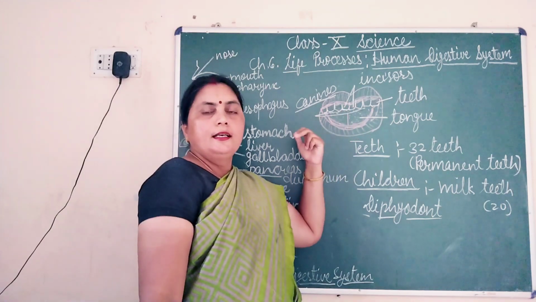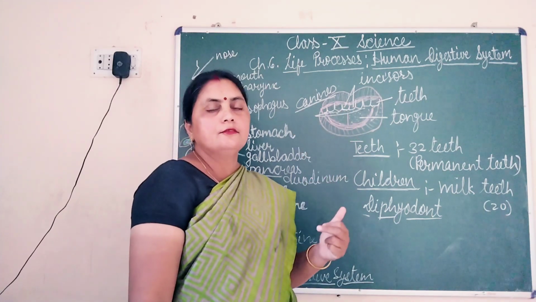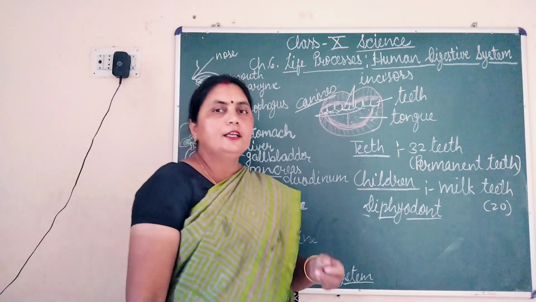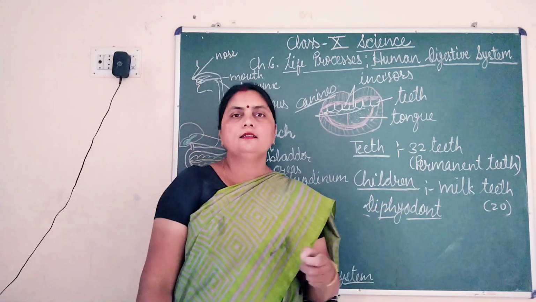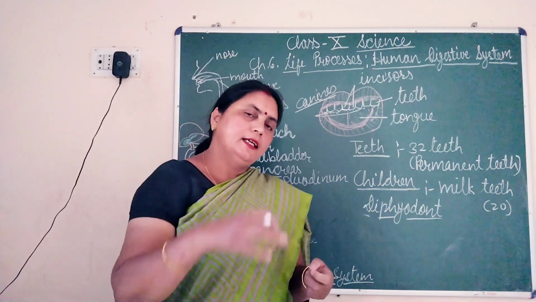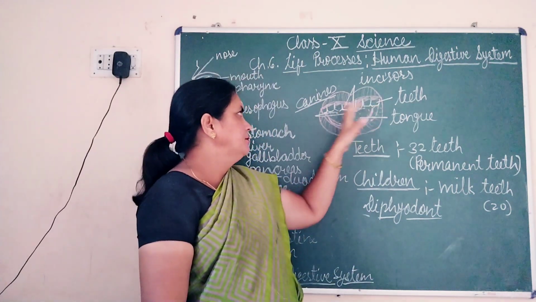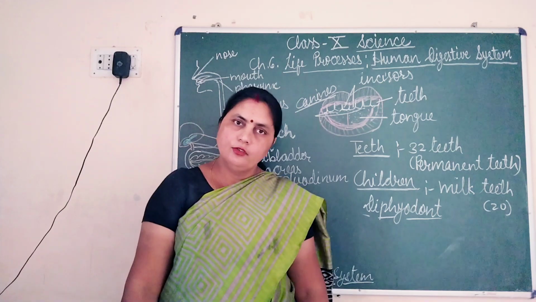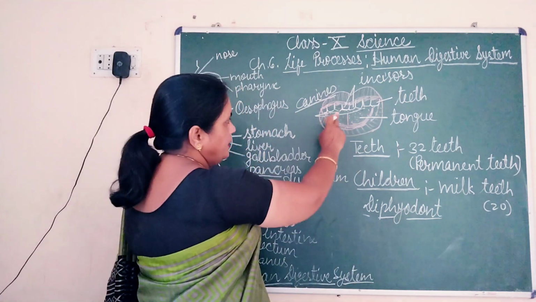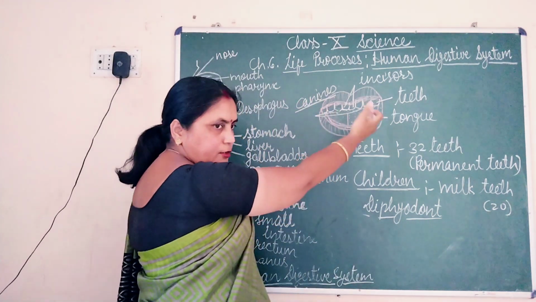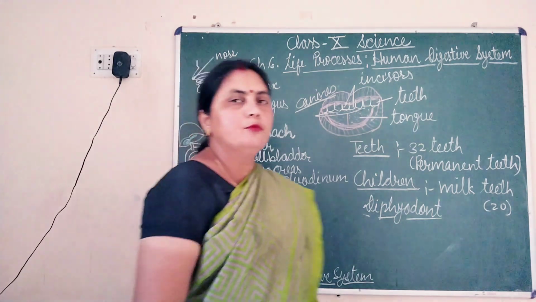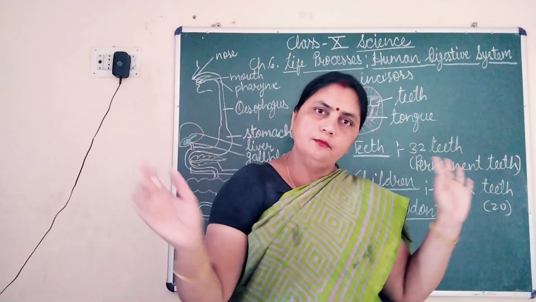In the case of lion and cat, because these are carnivorous animals, they eat the flesh of other animals and they need to tear their food. For tearing food, they need canines. After canines, on both sides, 2 on this side and 2 on that side, there are premolars, and after that there are molars.